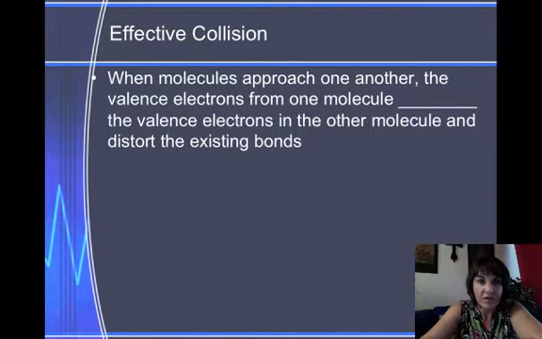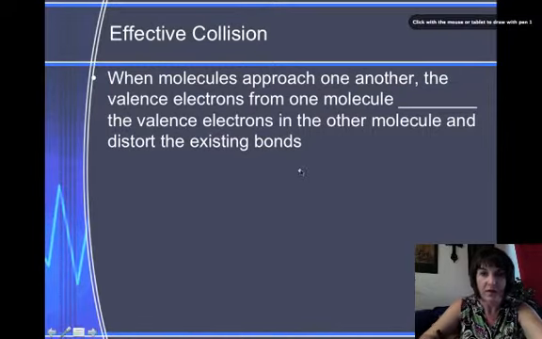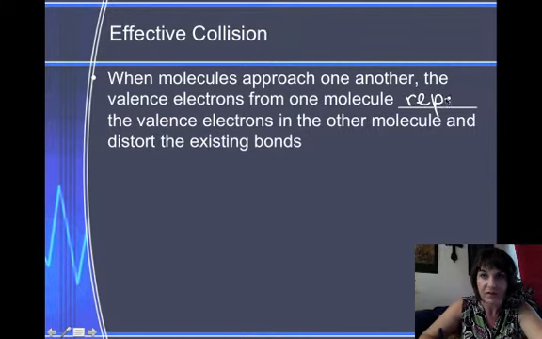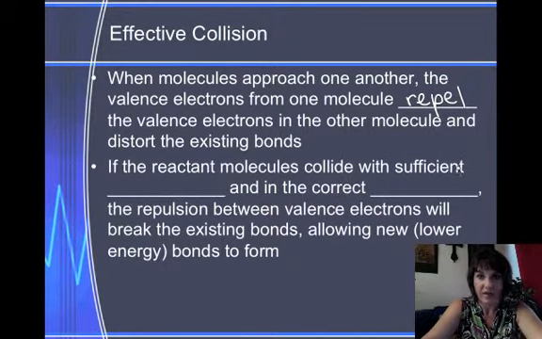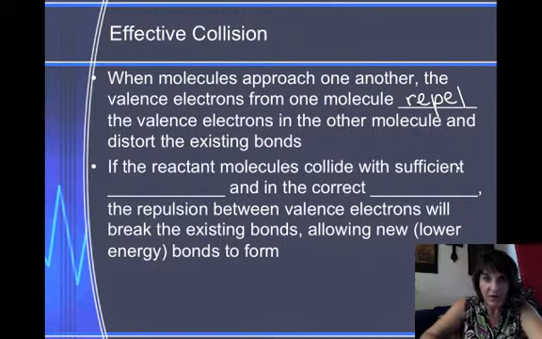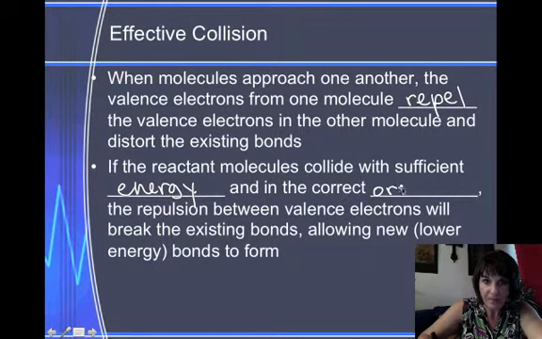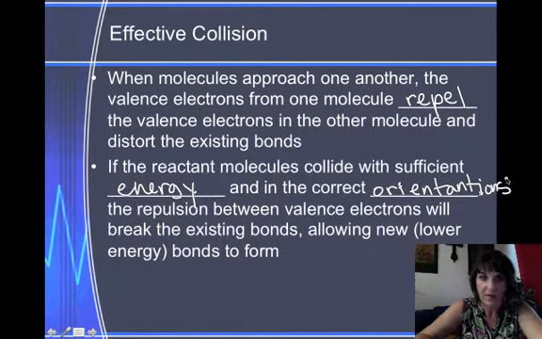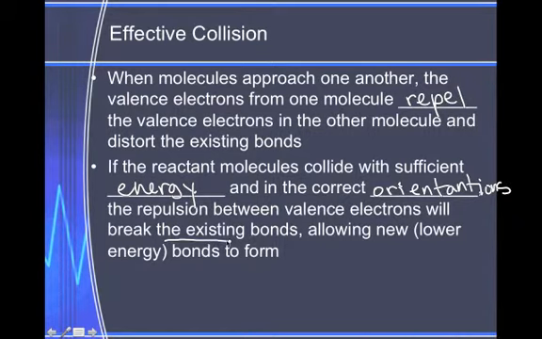An effective collision is one in which molecules approach each other. The valence electrons from one molecule will, of course, repel the valence electrons from the other molecule and distort the bonds that already exist in each of them. So if the reactant molecules collide with sufficient energy and also collide in the correct orientation, then the repulsion between valence electrons will break the existing bonds between the molecules and allow new, lower energy bonds to form. Then we get a reaction.